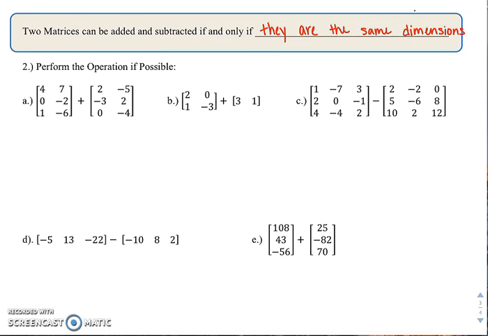So they have to be the same dimensions, like a 3 by 3 and a 3 by 3, or a 1 by 2 and a 1 by 2. You can't add them if they're not the same dimension, because they're not going to have the same corresponding spots. So as long as they're the same dimensions, you just add or subtract the corresponding values.